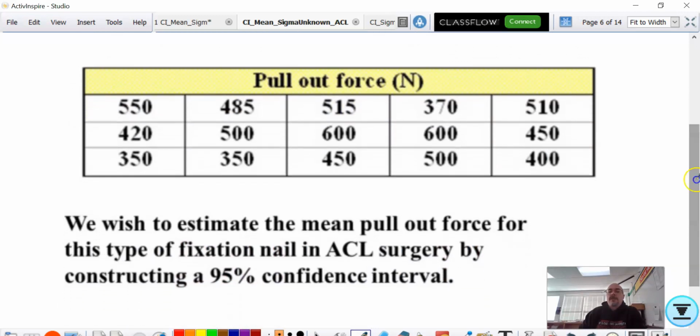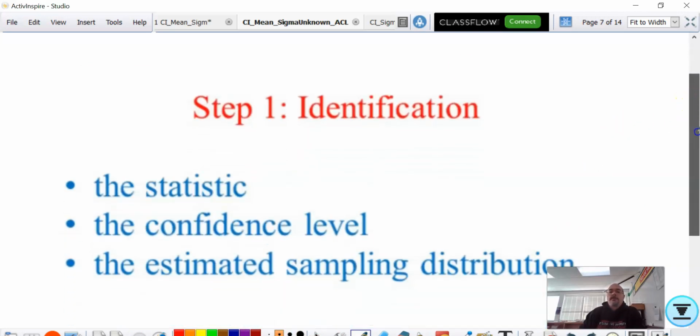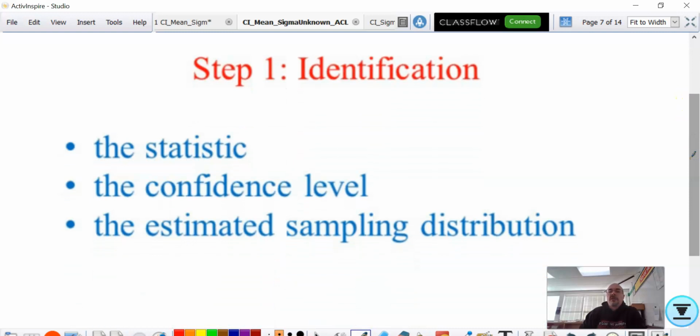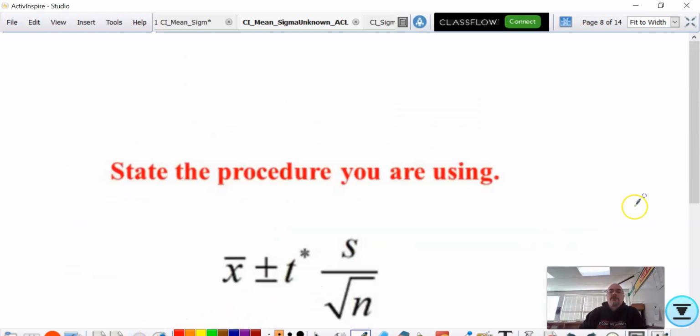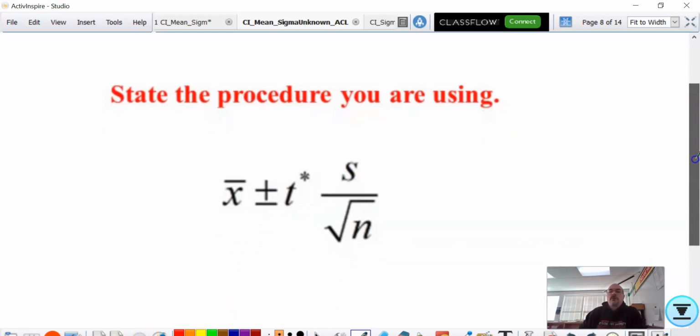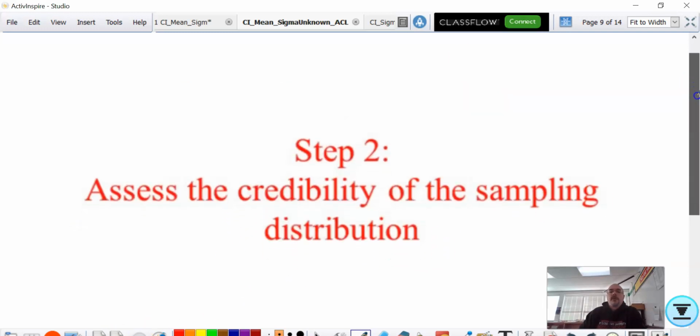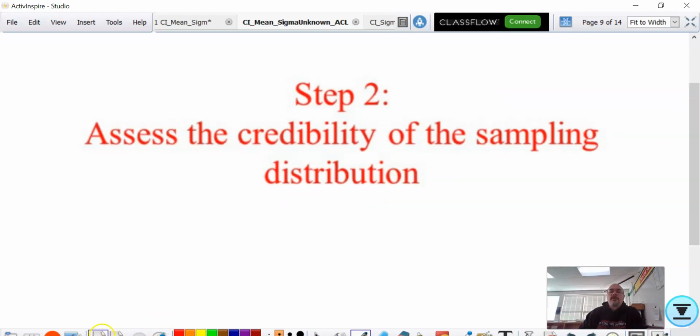We wish to estimate the mean pull-out force for this type of fixation nail in ACL surgery by constructing a 95% confidence interval. Step 1, identification. Statistic, confidence level, okay, the estimated sampling distribution. State the procedure you are using. Okay, we're using the T procedure. Step 2. Assess the credibility of the sampling distribution.